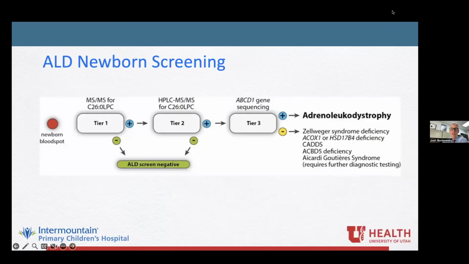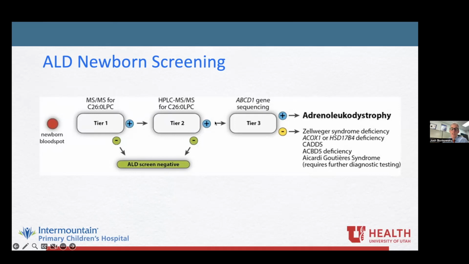So newborn screening, and I'll talk more about the timeline, is based on biochemical testing from the blood spot. It varies a little from state to state or country to country, but most laboratories follow a general paradigm where there's an initial high-throughput mass spec test for what's called C26 lyso-PC, a biochemical marker of the very long chain fatty acids. If that's positive, then there's a second, higher resolution biochemical test, which is more precise and accurate.